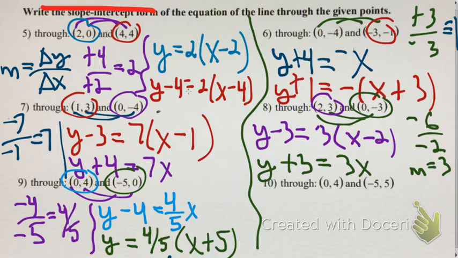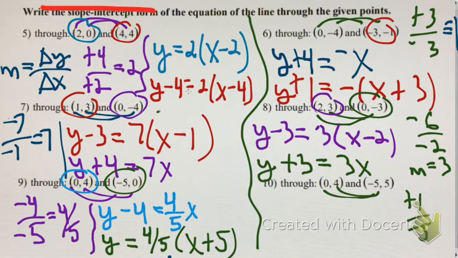All right, so last one in the book here. Slope on number 10 here. From 4 to 5 is plus 1. From 0 to negative 5 is minus 5. So our slope is negative 1/5. That actually is our slope. So we don't need to reduce it or do anything.